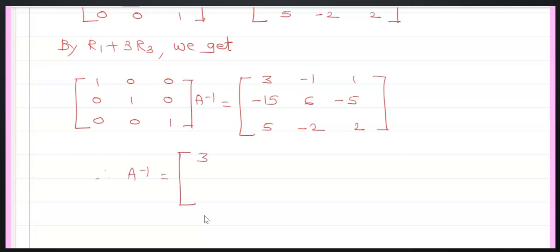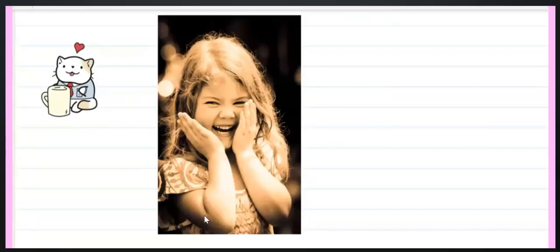Therefore A inverse is equal to 3, minus 1, 1, minus 15, 6, minus 5, 5, minus 2, 2. This is the inverse, and in this way we have completed the topic: finding the inverse of a matrix by using row or column transformations and by the adjoint method. Now we'll see in the next video. Till then, goodbye.